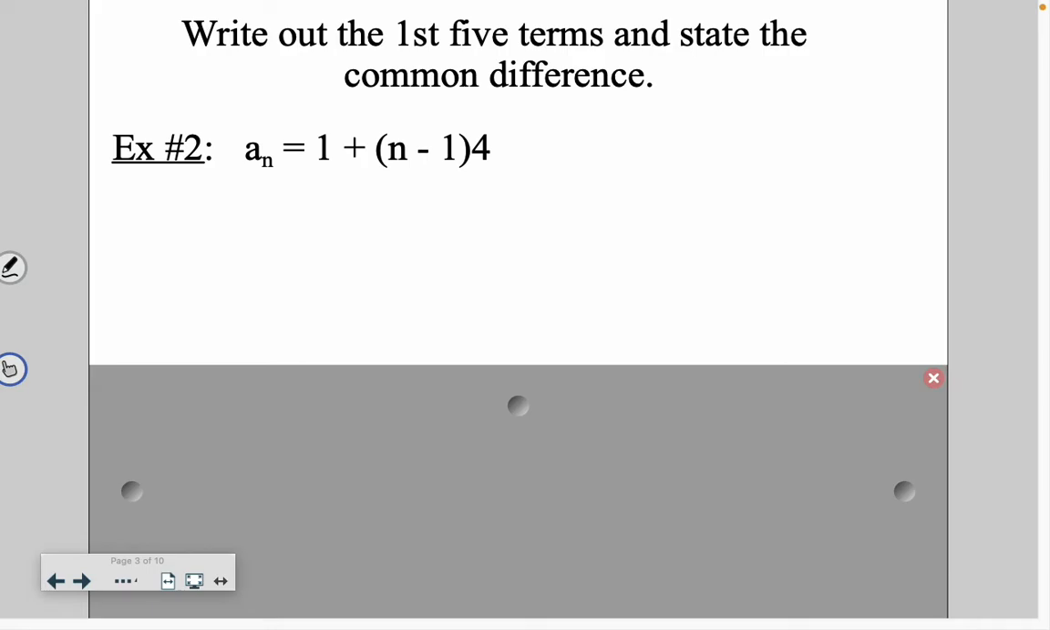But if I plug in 1, start with the parentheses, don't forget order of operations. We get 0 times 4, which is still 0. We end up with the first term in that sequence is 1. Okay? Happened to be that number.